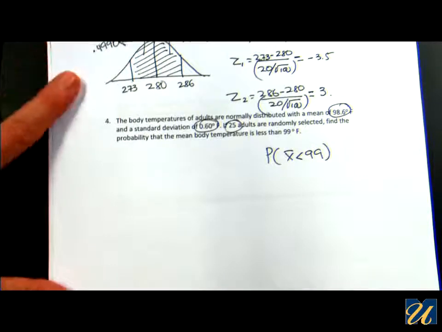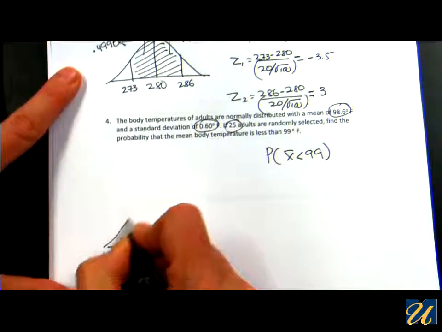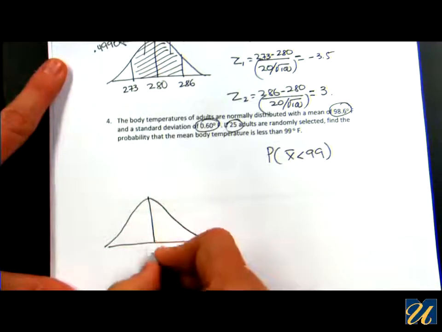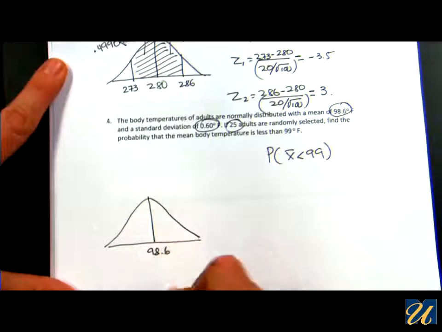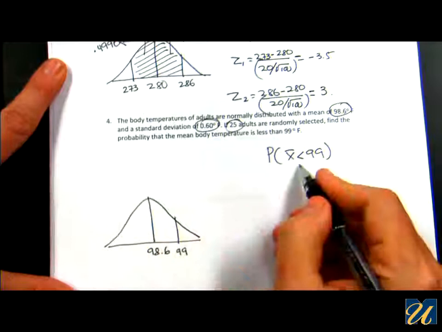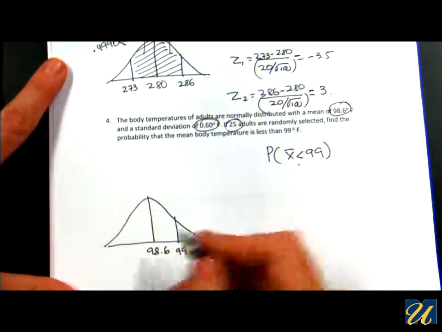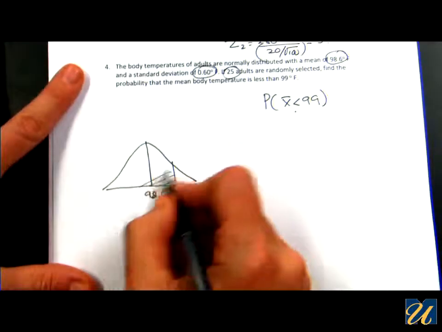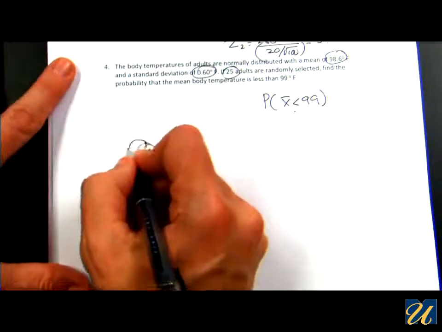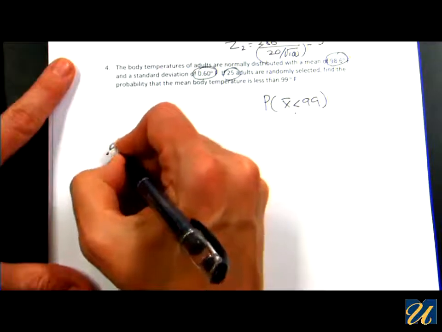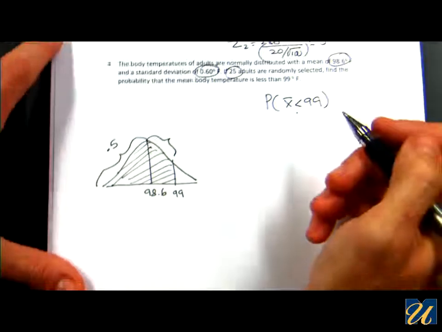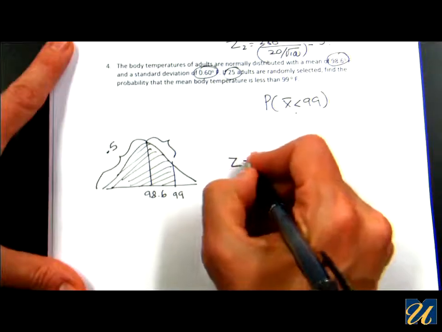So let's see what we have here. We draw the normal curve. Mu x bar is 98.6. 99 is to the right, and I'm looking for X bar to be less than 99. So I am looking for the whole area to the left. We already know that this part of the area is 0.5, and now we're looking for this other part of the area. To find this part, we need to calculate the z-score.